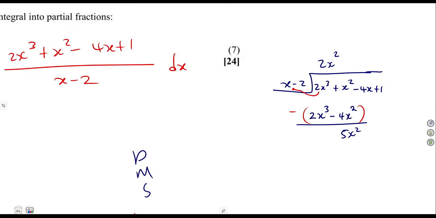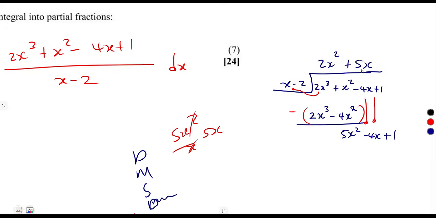Then you drop whatever you have remaining, and you repeat. So drop minus 4x plus 1. Divide again, first term to the first term. It was going to be positive, so this is 5x squared. So 5x squared divided by x is going to give us 5x. So that's a positive 5x here.